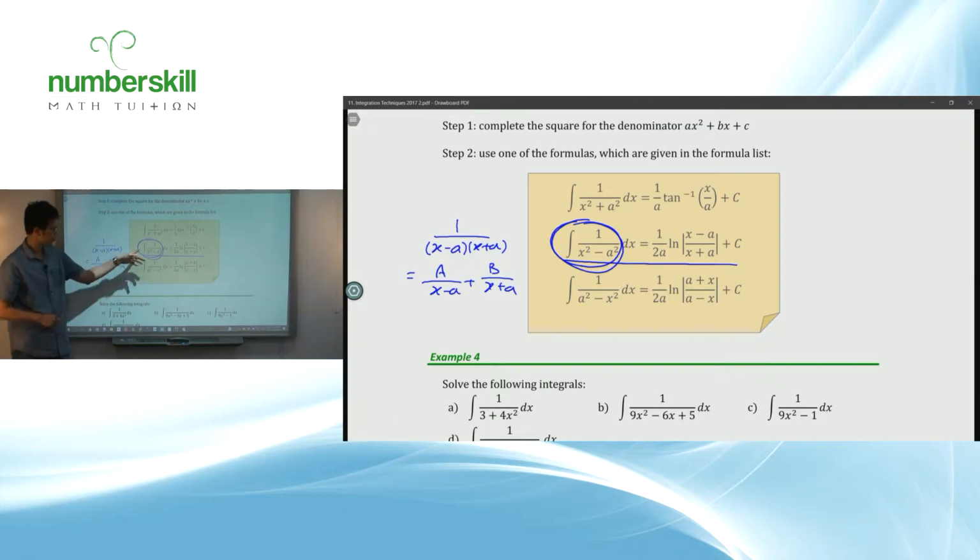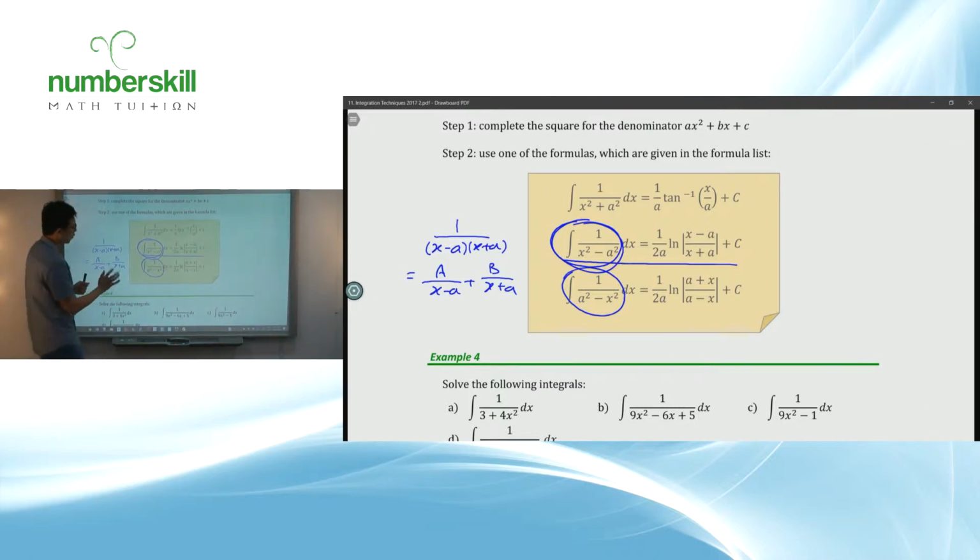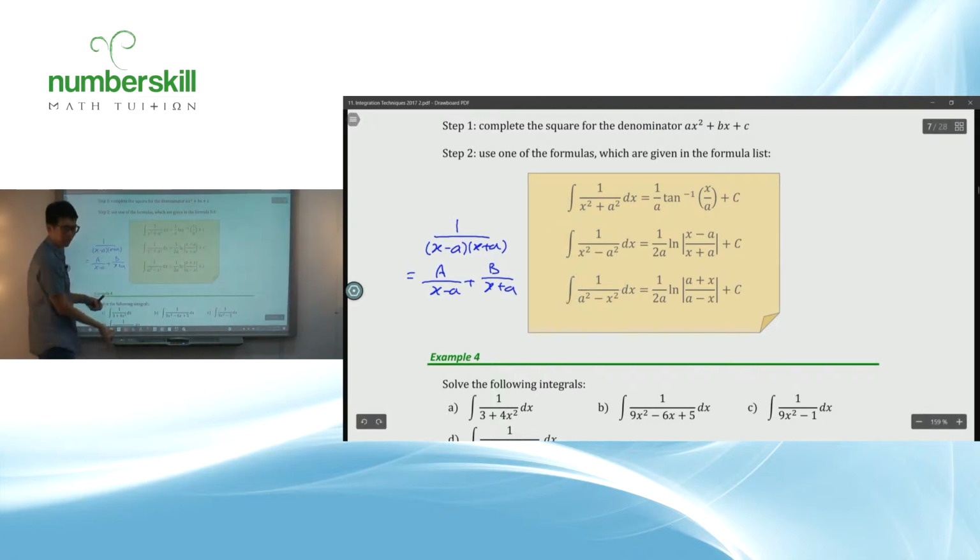Sec 4 kids can do this because they can integrate 1/(x plus a), right? They can integrate the ln thing. Same thing here. As long as this is factorizable, then it is doable by partial fractions. But you obviously don't want to waste time doing partial fractions when you have the formula, right? Yep. And that is what we should be looking at.